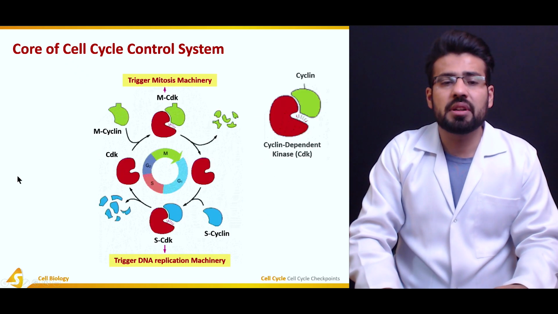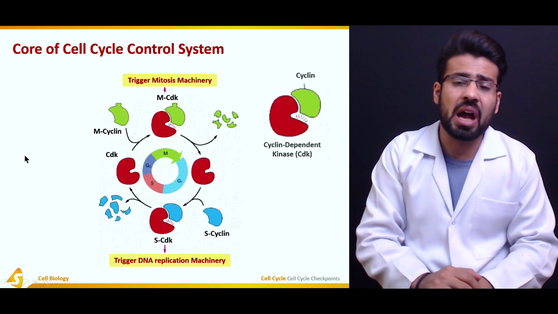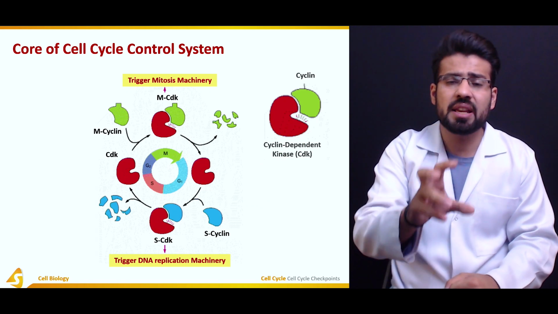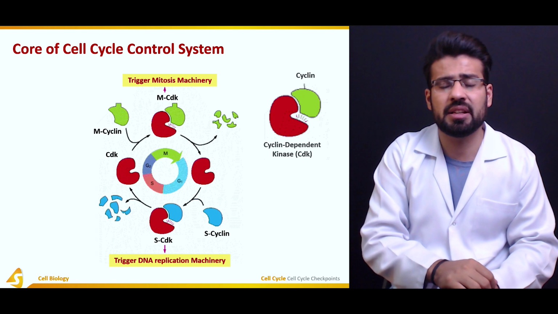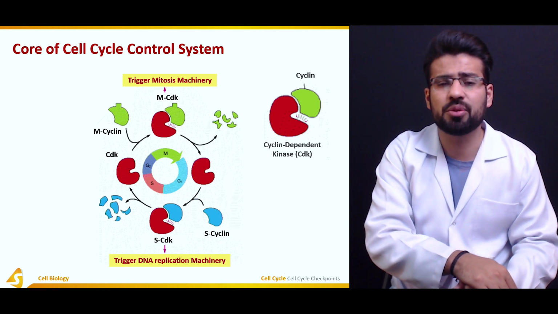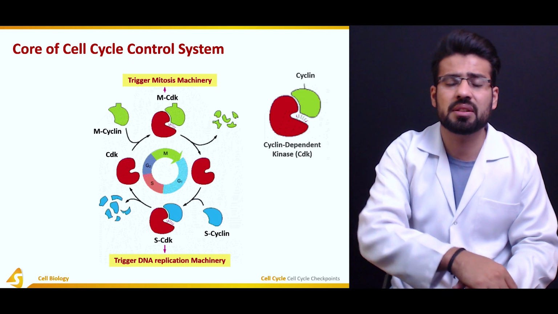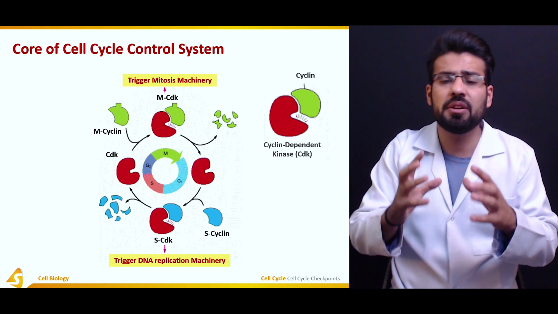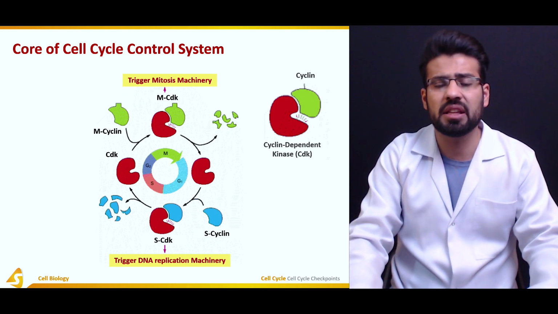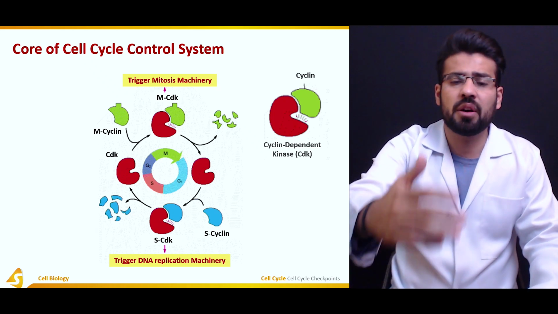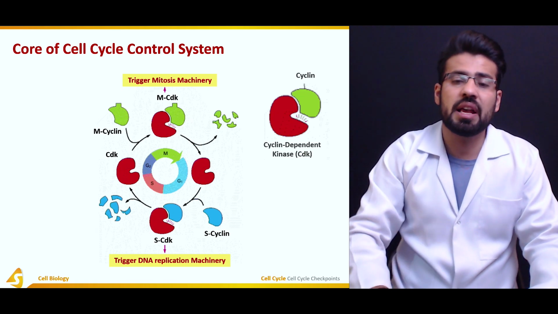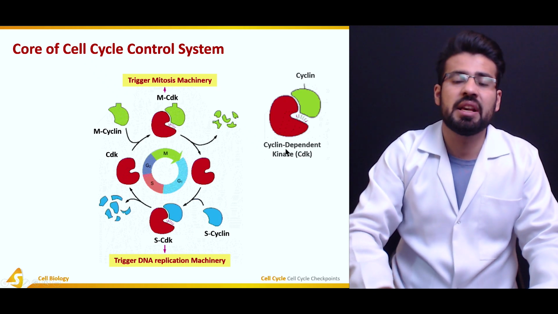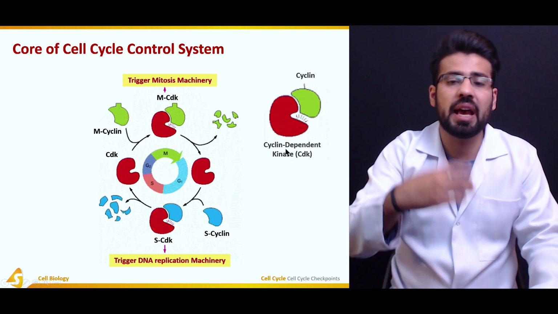Moving on towards the core of the cell cycle control system, our next lecture, in which we are going to discuss cell cycle regulation, is focused on this particular slide. This diagram shows the core of the cell cycle control system. We have a cyclin and a cyclin dependent kinase. This complex plays critical functions in the movement of the cell from one phase to another. Cyclin is going to bind with the cyclin dependent kinase and hence result in activation.